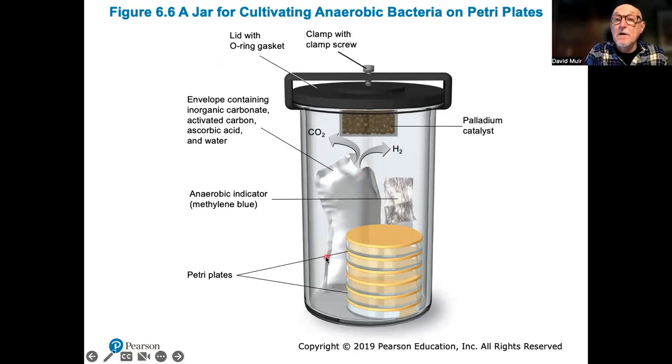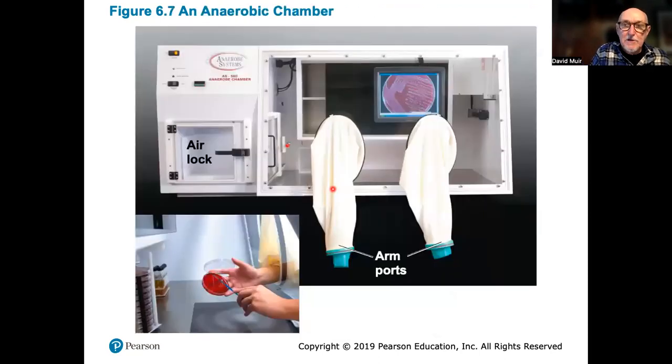Again, we usually include an indicator. Methylene blue is the commonest one. Methylene blue is only blue in the presence of oxygen. When there's no oxygen present, it turns colorless. So this is a little anaerobic chamber, but you can actually use a very big anaerobic chamber.